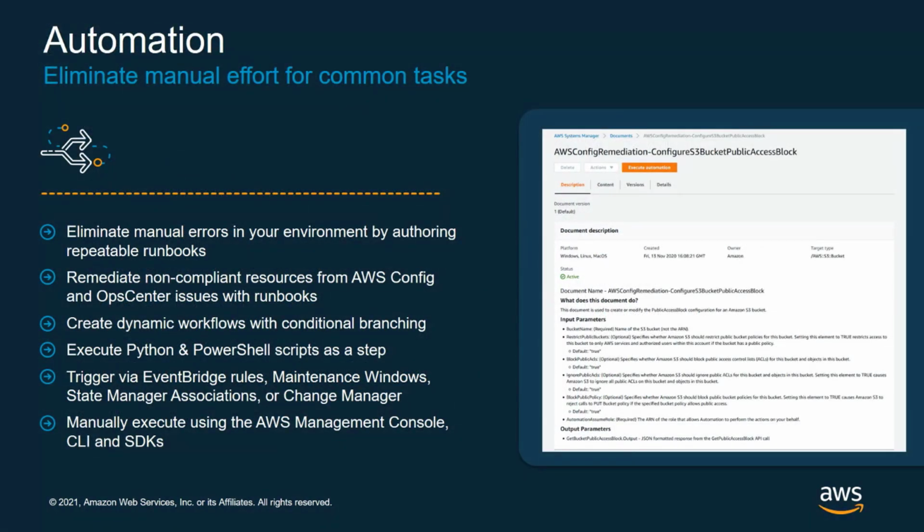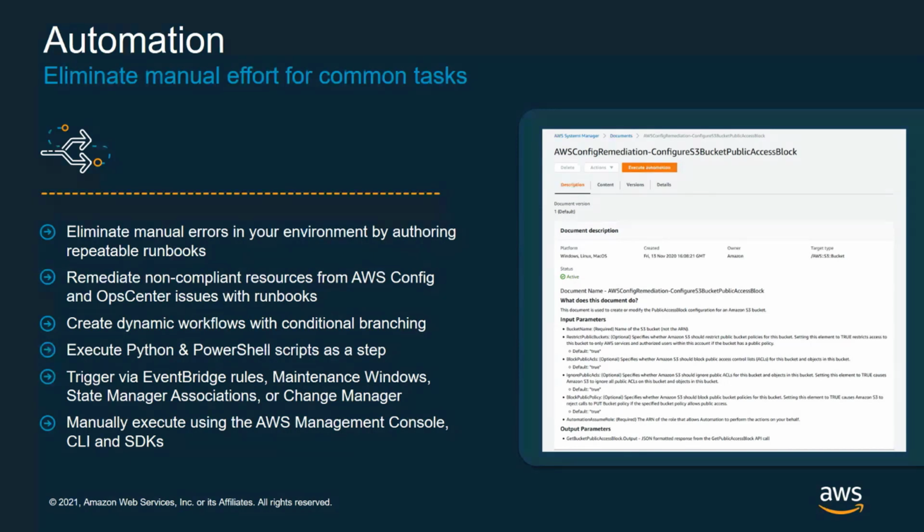So now to talk about Systems Manager automation a little bit further, which has also been spoken about in episode 3 of this workshop series, so we'll be fairly brief here. But just as a recap, automation is used to eliminate manual effort for common tasks within your environment by using custom workflows or predefined workflows that are maintained by AWS.